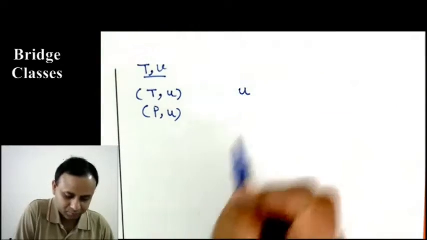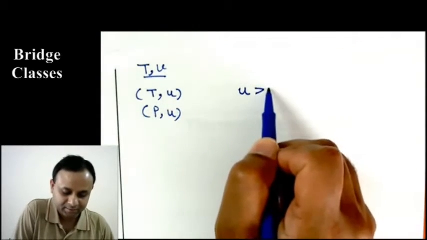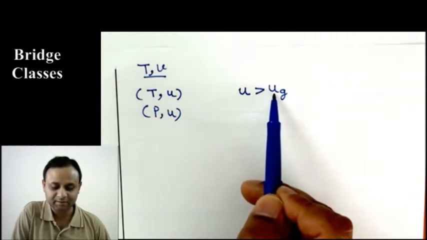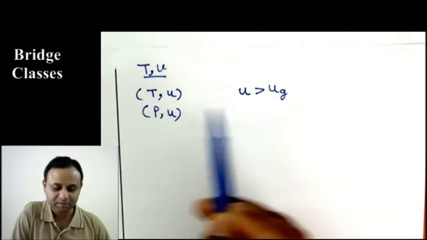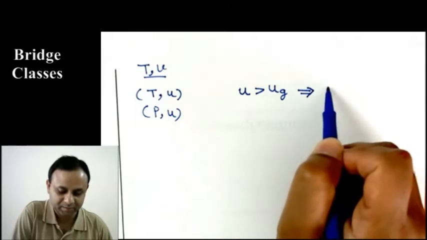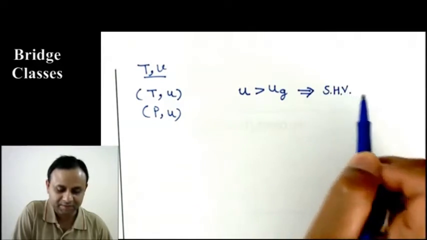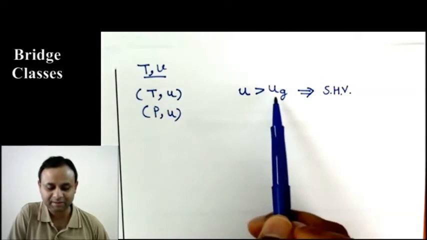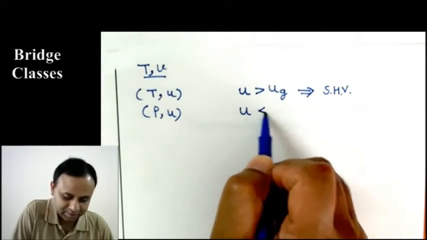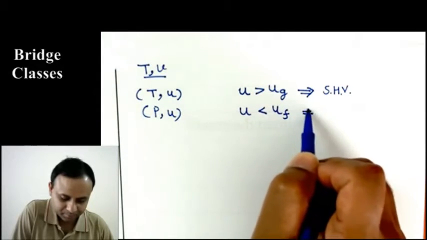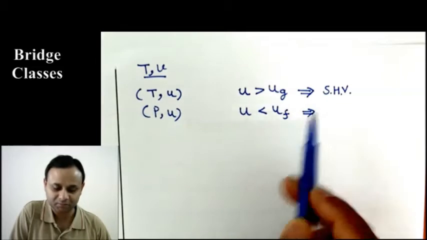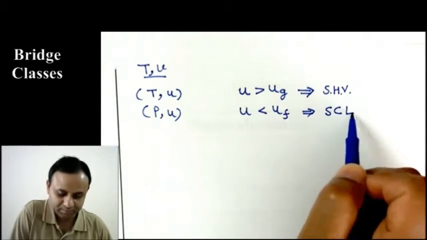If u is greater than ug, that means energy is higher than the energy of saturated vapor at the given temperature or at the given pressure, then it will be superheated vapor. So it's very easy to remember because high energy means it will be superheated vapor. If u is less than uf, that's low energy, energy is less than the energy of saturated liquid, then it will be subcooled liquid.